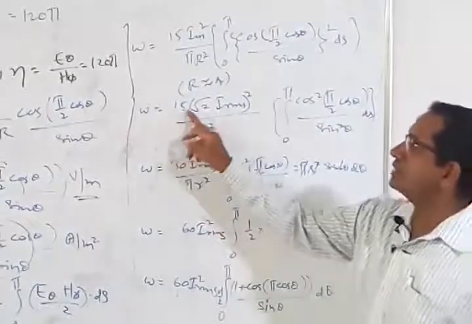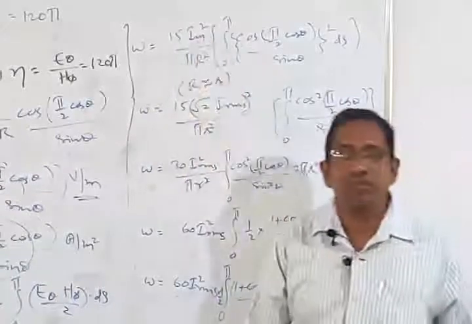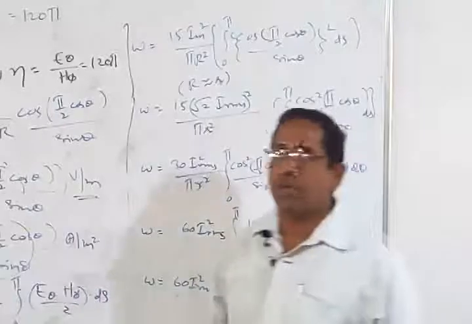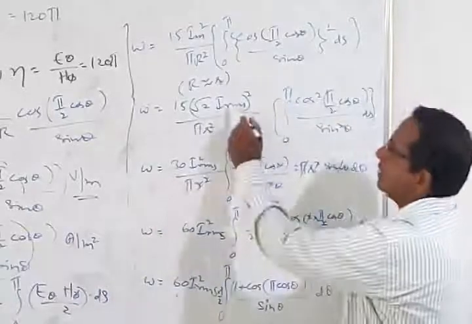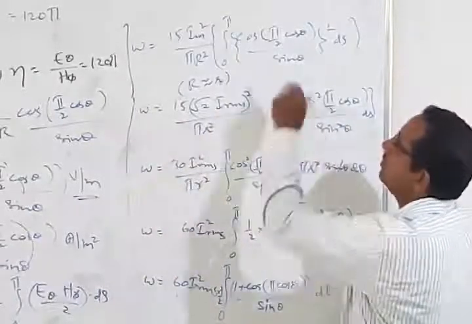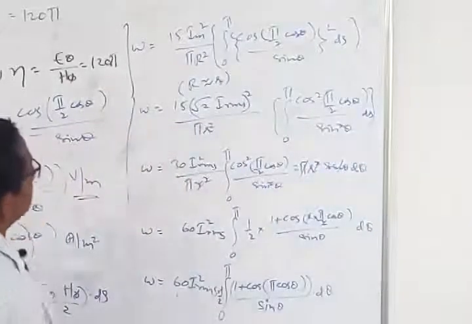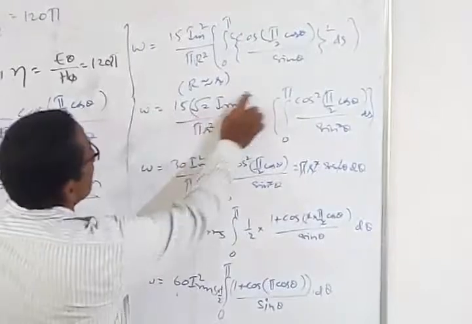So I can write this 15 into, what is Im square? Im square is equal to root 2 IRMS, because we are looking for IRMS square. So therefore we will get into IRMS, by pi r square into this factor. Alright. So now let us expand this. Root 2 square becomes 2.